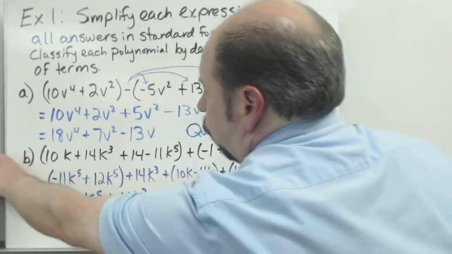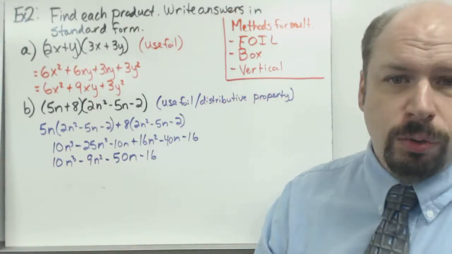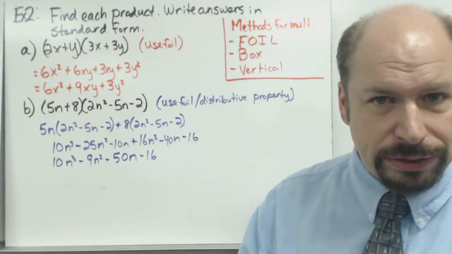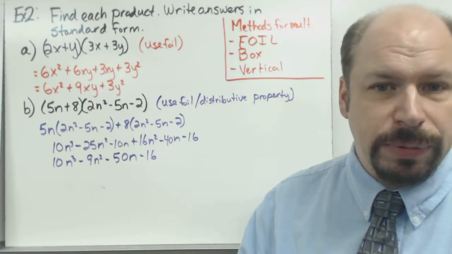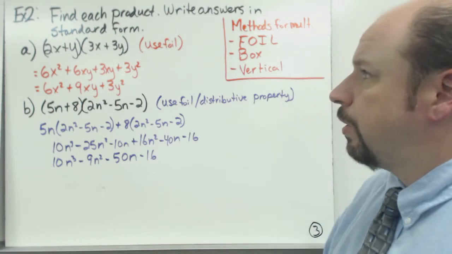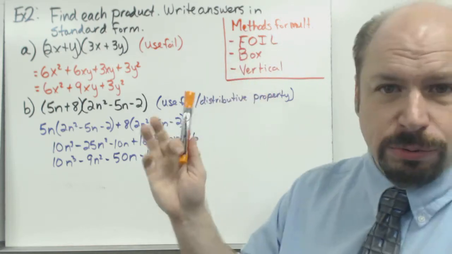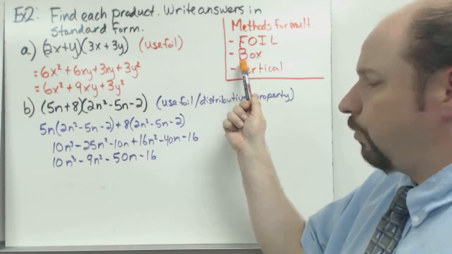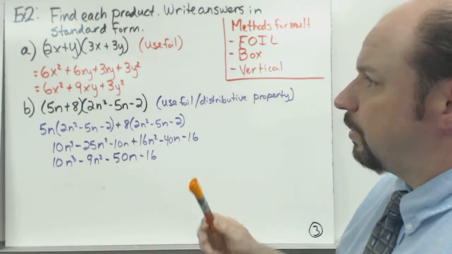Okay, moving on. This next example, we're going to look at multiplying some polynomials. I'm going to use several different methods when multiplying these. Pick out the one that you like the best and stick with that one. Just remember the methods that we have talked about before: we've used the FOIL method, we've used the box method, and we've used the vertical method for multiplying these.